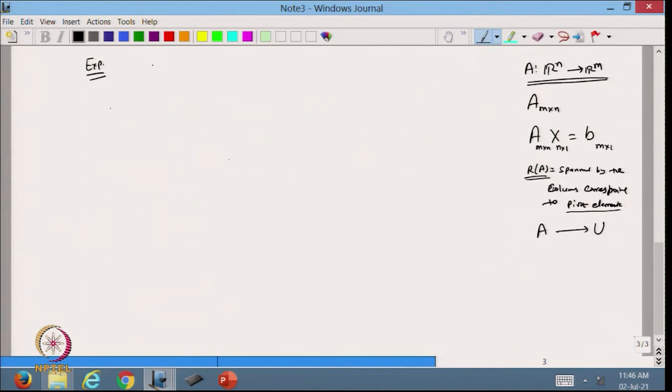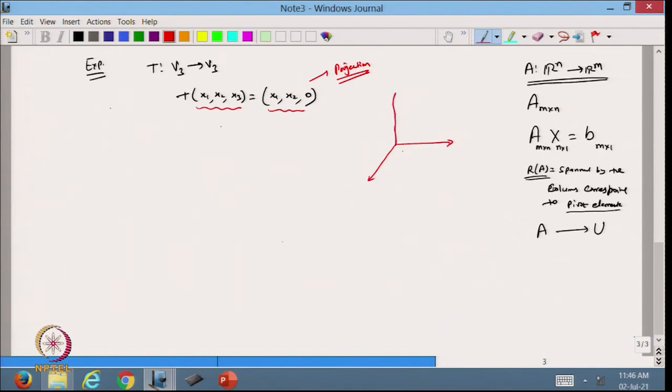Now, let us take one example. I have a linear transformation T from, suppose, V3 to V3, given as T of (x1, x2, x3) equal to (x1, x2, 0). This is just the projection, because I am projecting the whole space V3 onto the x1 x2 plane. Suppose I take the V3 space with axes x1, x2 and x3, like the xyz plane in 3D.